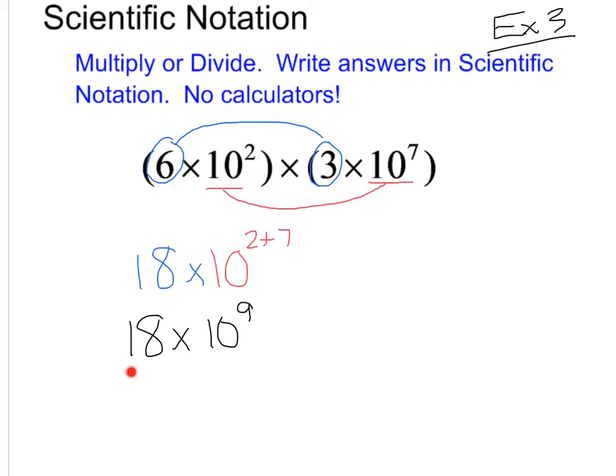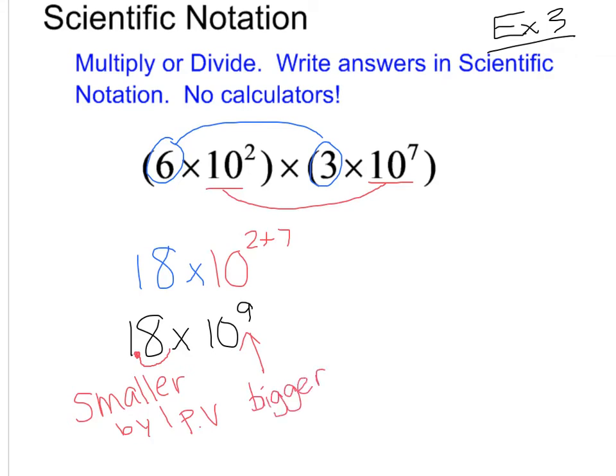But when I go back to see if that's in scientific notation, I see that this number is too big. This number has to be between 1 and 10, greater than or equal to 1 but less than 10. So it's too big. So I'm going to take that 18 and move the decimal point one spot to make it 1.8. So if I make my constant smaller by one place value, I have to make my exponent bigger by 1. So I'm going to add 1 there. So it looks like my final answer is going to be 1.8 times 10 to the 10th.